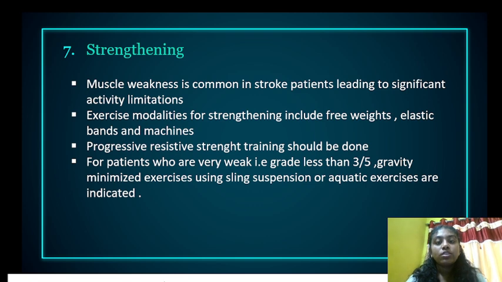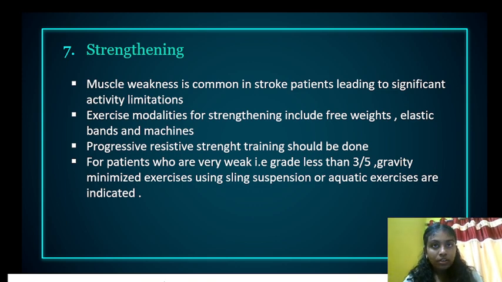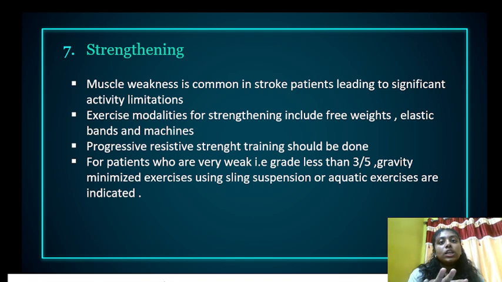Exercise modalities for strengthening include free weights, elastic bands, that is TheraBands, as well as machines, but machines are usually used in the later phases. So in the starting, we can use free weights as well as TheraBands, and these exercises should be task specific. For example, stair climbing, ascending and descending stairs, can be done with TheraBands. Particular resistance can be given, as well as progressive resistance strength training should be done in patients with a grade less than 3/5.